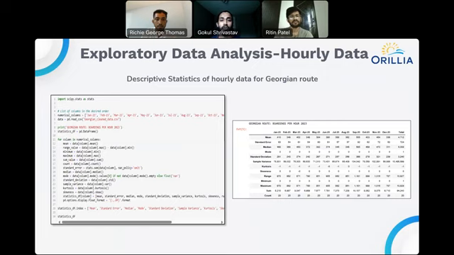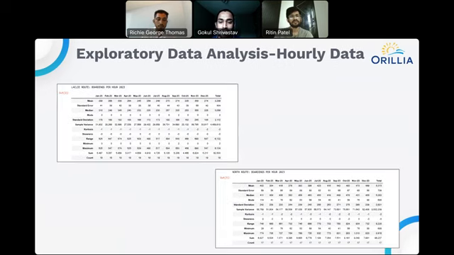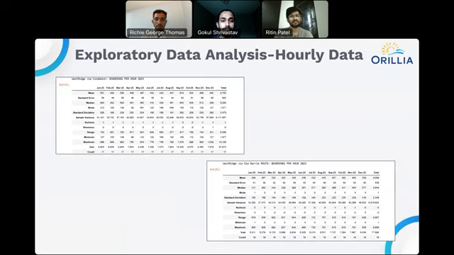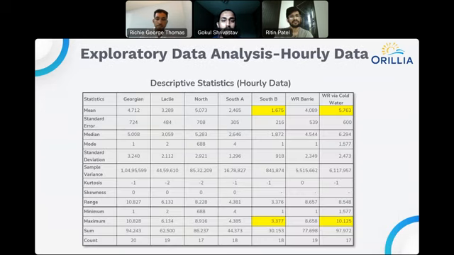We did EDA on hourly data for Georgian route as well as other routes. You can see on the right hand side after doing EDA, we had the results. This is for all the other routes. After completing descriptive statistics, we can see the values which were standing out, which were highlighted. That is South B, the mean value and the maximum value for South B, as well as Westridge via Coldwater.